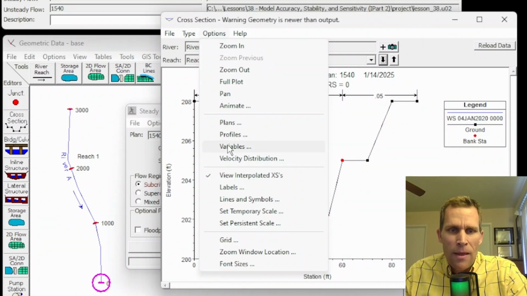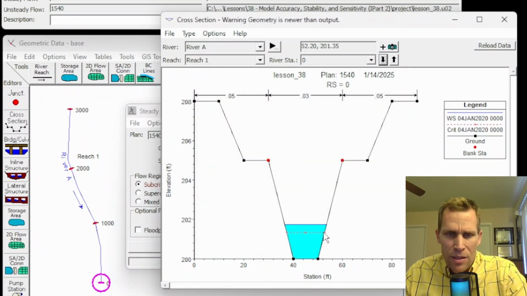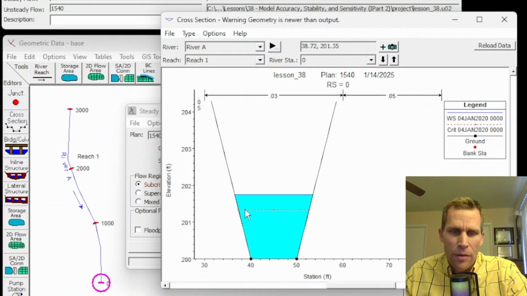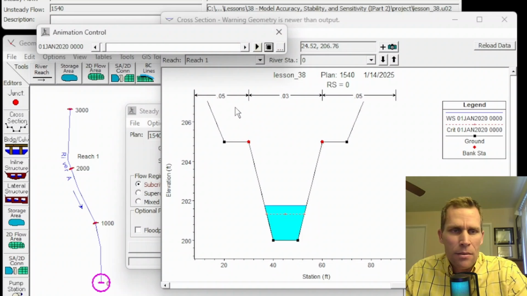So Options, Variables, and then I should have a critical depth for a variable. And boom, this line right here, let me zoom in a little bit. This line right here is the critical depth, as you're seeing from the legend. The blue line here is the water surface elevation. And while I'm zoomed in here on this downstream most cross section, I'm going to go ahead and animate the simulation. I'm going to go up to Options, Animate, and then just click the play button and see what happens.